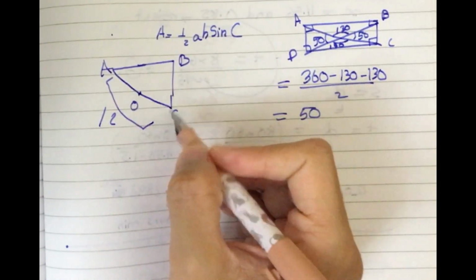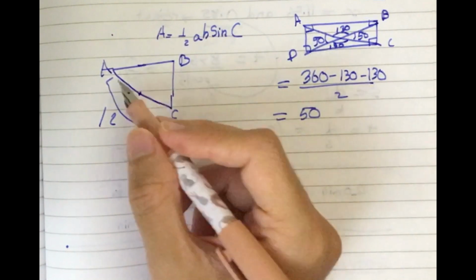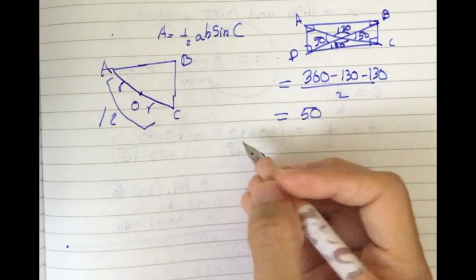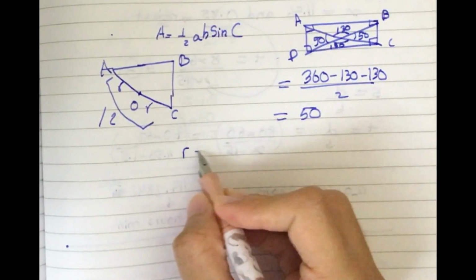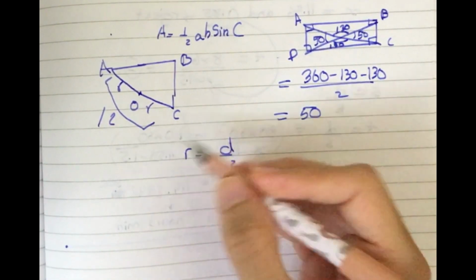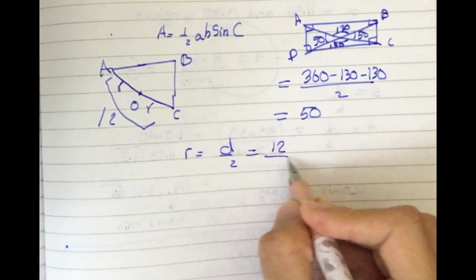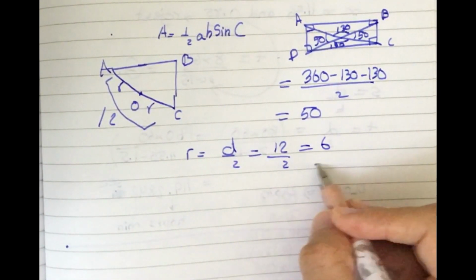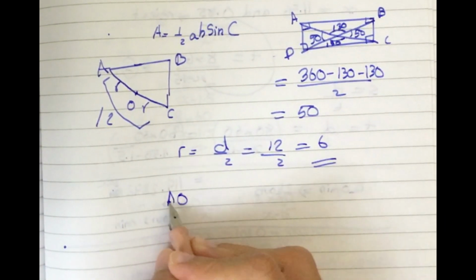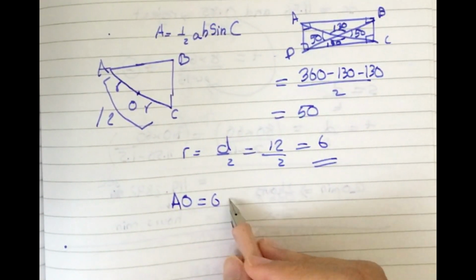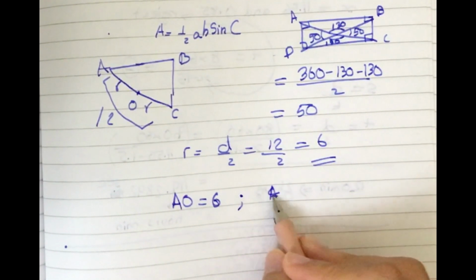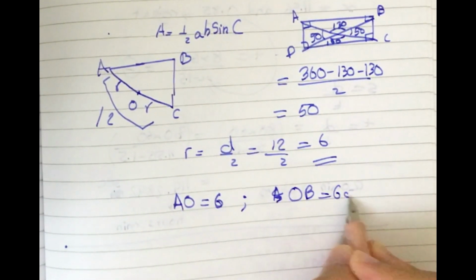So we can divide it, because O is the center of the circle, so they're radiuses. If this is R and this is R, we know that R equals D by 2, and AC is the diameter. So it's 12 by 2, which gives 6. So you know that AO is 6 as well, and OB is also 6 centimeters.